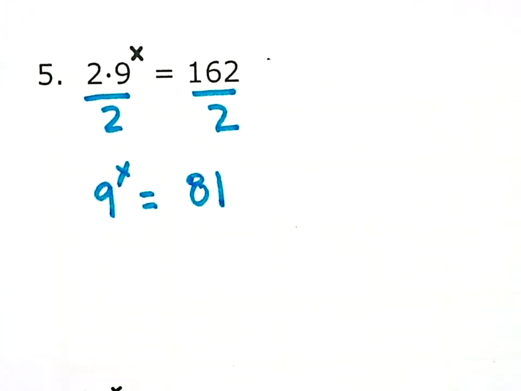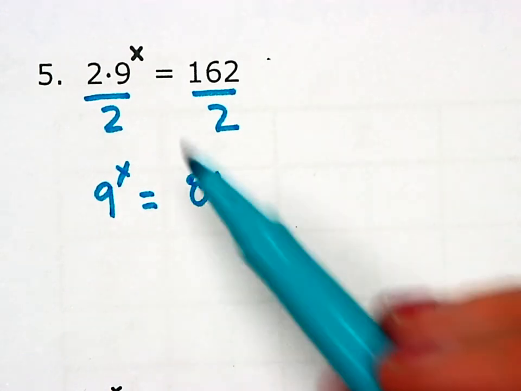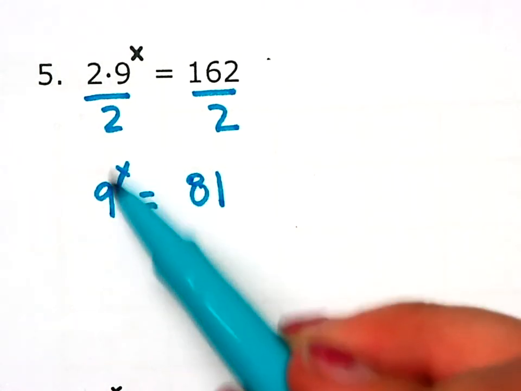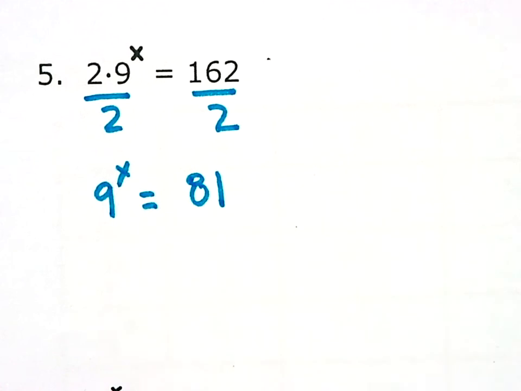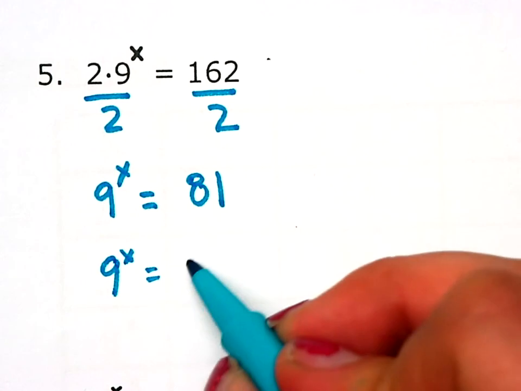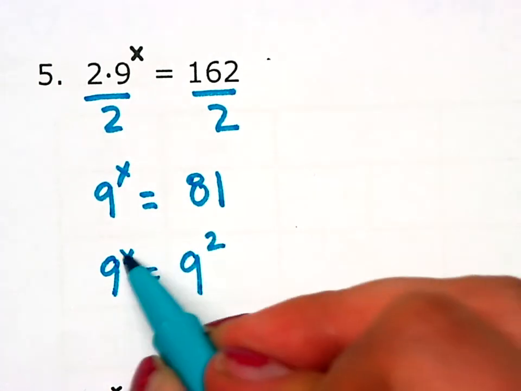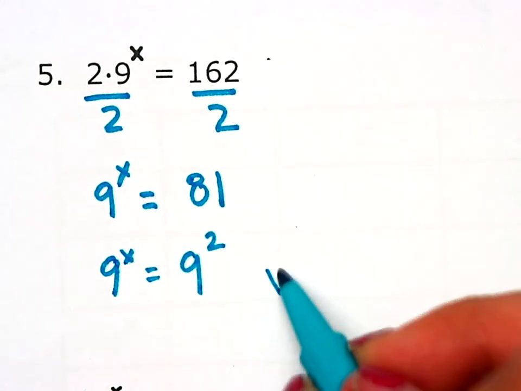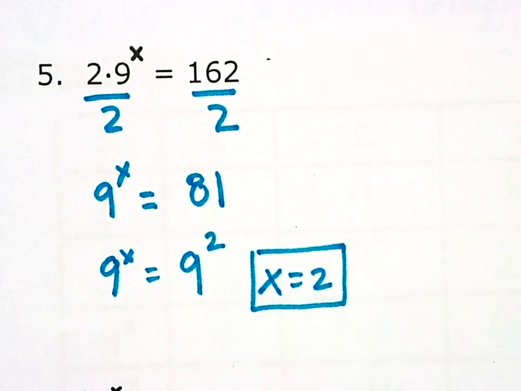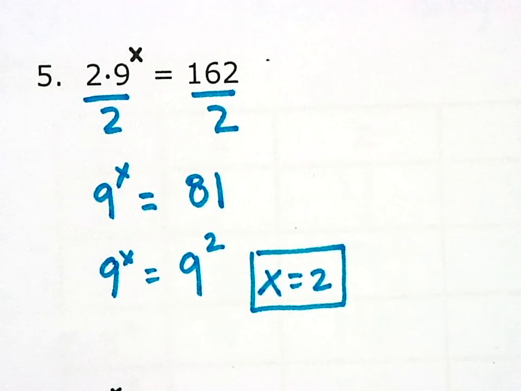And you may, after a few problems, start to recognize, hey, I know 81 is 9 squared. So you know that x is going to equal 2. If you can start recognizing that and not having to write the next step, that's totally fine. I'm going to write it just for consistency. So this is 9 squared, and our exponents have to be equal. So x is going to equal 2. You're going to find that x equals 2 is a solution for a lot of these problems. That wasn't on purpose. That just happened to be.